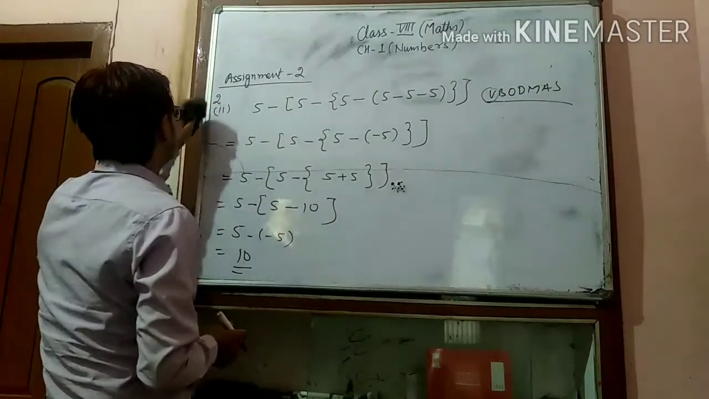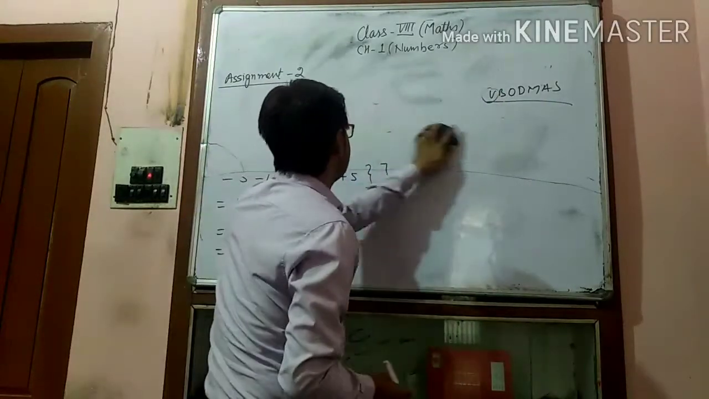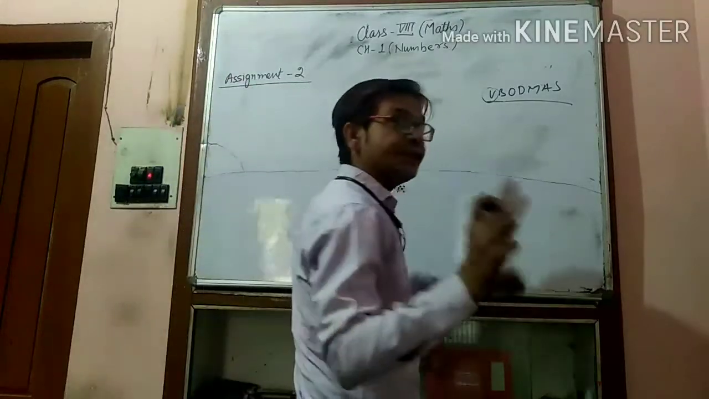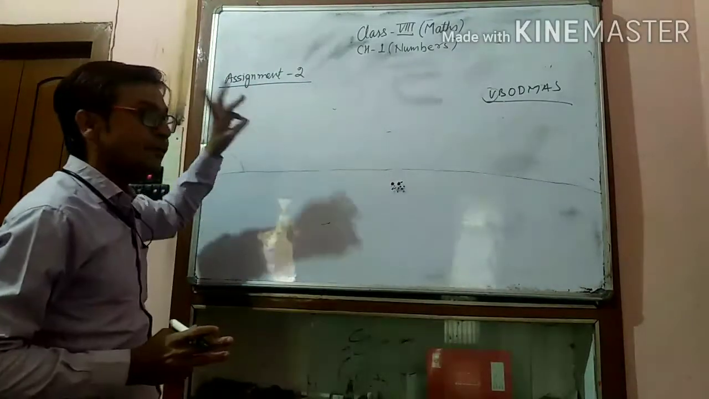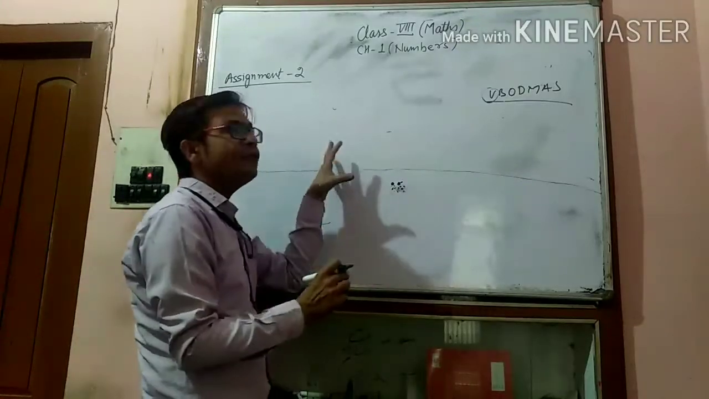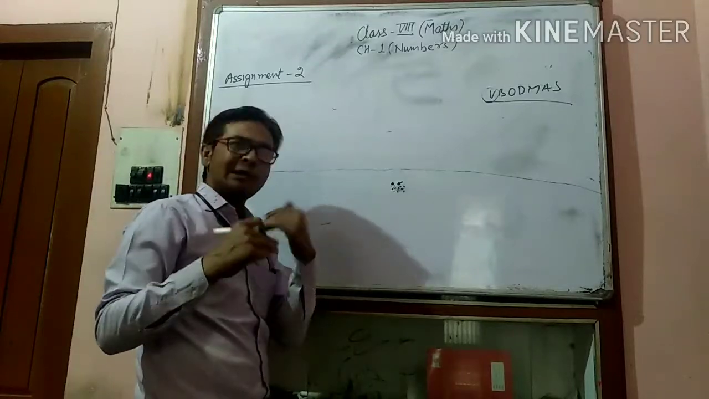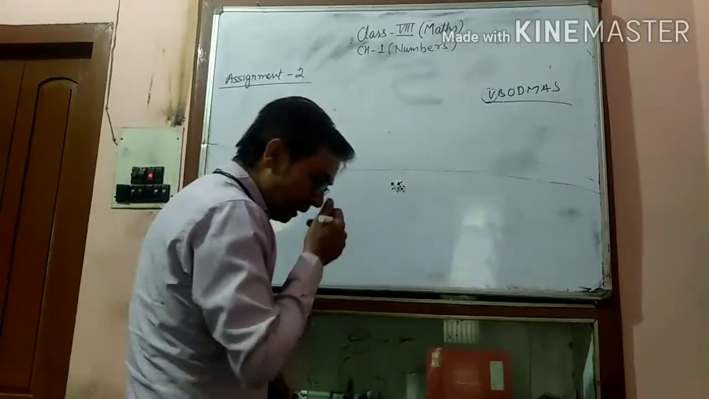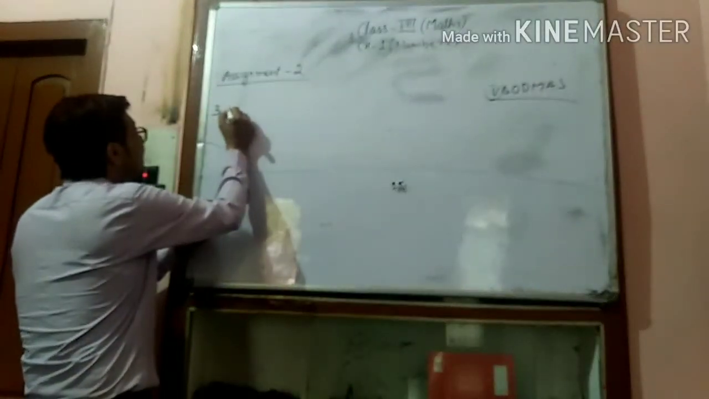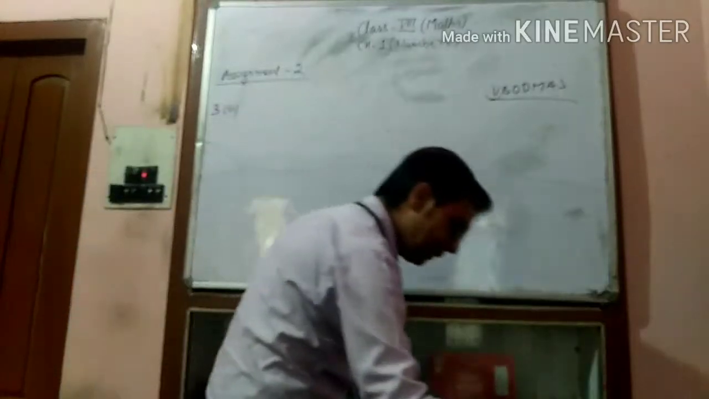Third part. I am solving question number third part. There are only 3 questions in this assignment: 1, 2, 3, each having parts. I am solving only 2 or 3 parts, and you have to solve all the parts in your copy. Okay. Now see question number third. And the concept is the same in all the questions.